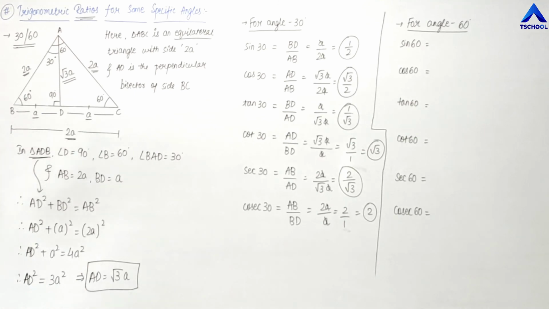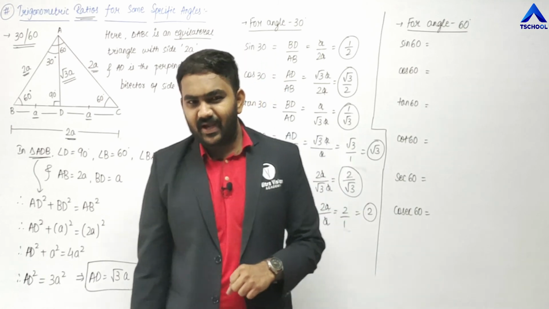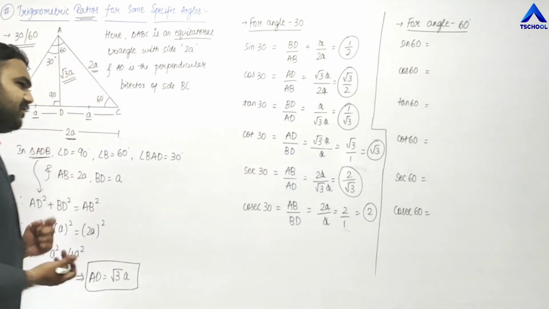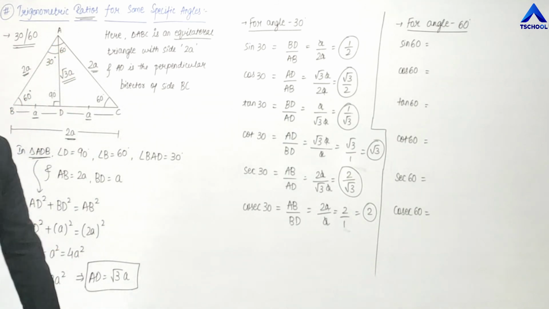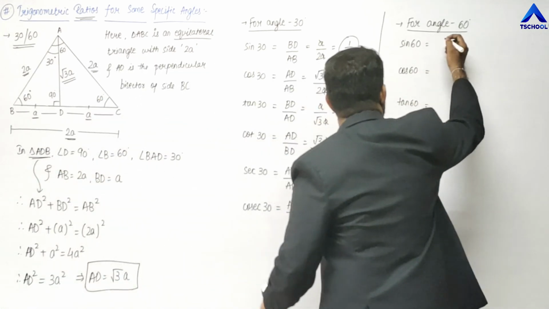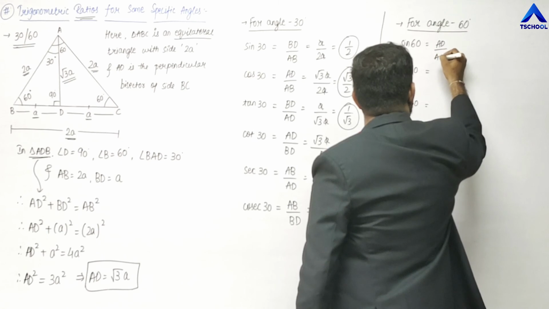Okay, so sin 60, what is the ratio for sine? Side opposite to angle 60 divided by hypotenuse. Now friends, our opposite side and adjacent side will be reversed. The side that we had opposite for 30 will be now adjacent for 60, and the side that we had adjacent for 30 will be now opposite to 60. So here sin 60 equals AD upon AB.